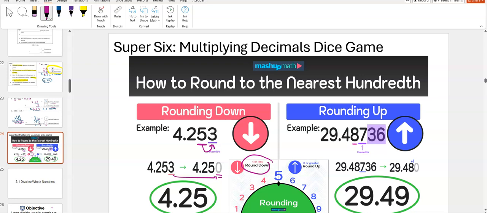If I look at my 100th spot and I look to the right and that number is 5 or greater, I'm going to round up, which means I need to take that, or sorry, not the 7, the 8, and go up 1, plus 1. Taking the 8 and turning it into plus 1. And that's going to get me 29.49.